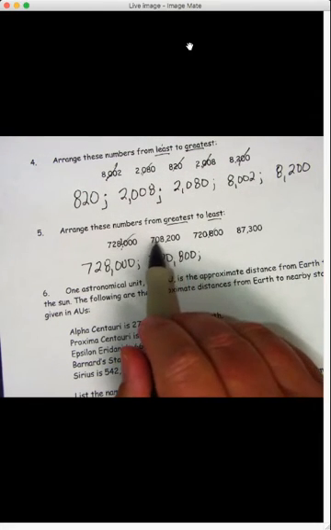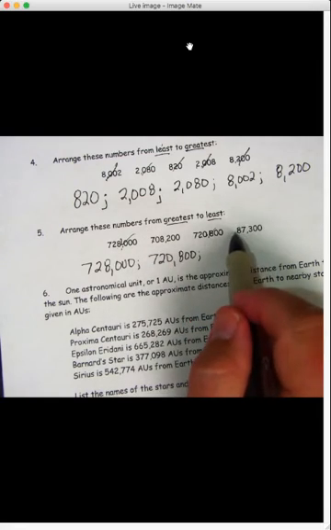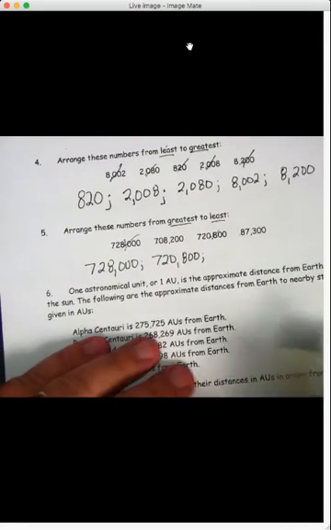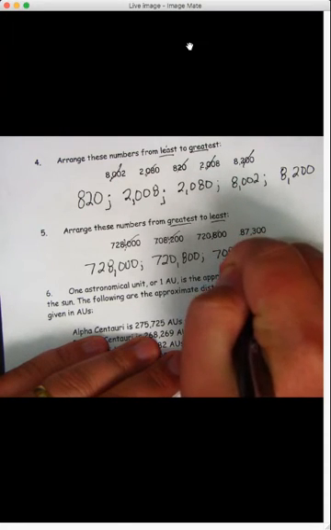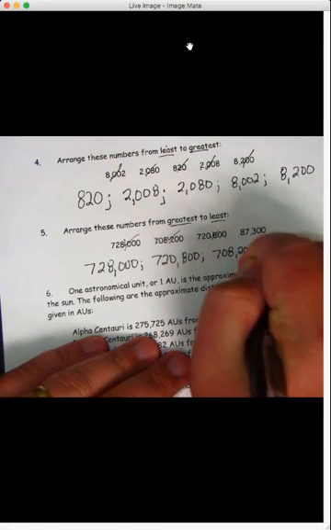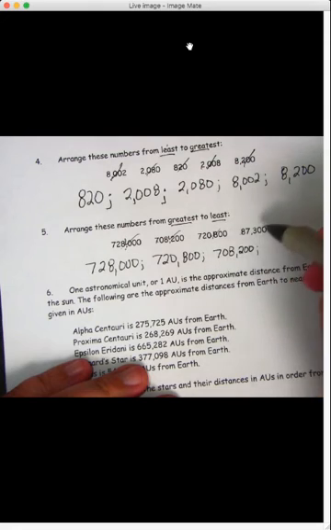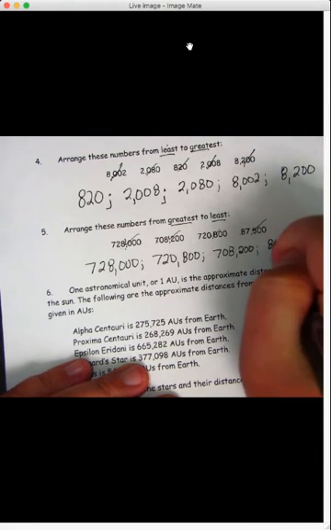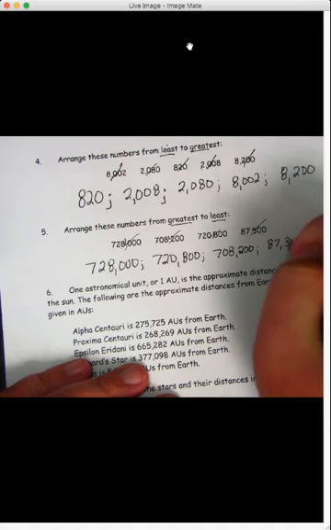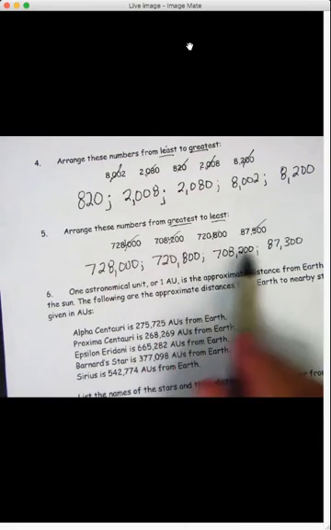Now we've got a 7 in the 100,000s place and a nothing in the 100,000s place. So this one's going to be next, 708,200. And then our final number, we already decided a minute ago, didn't we? This one's going to be the smallest, 87,300. So those are listed from greatest to least.